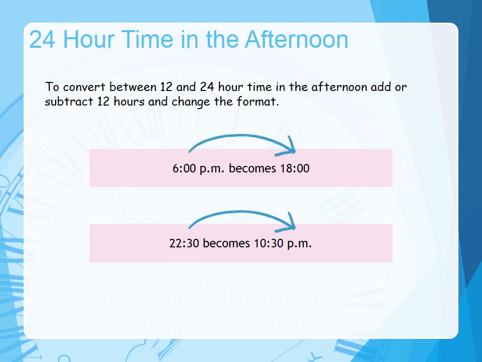For example, we have 6 p.m. This is a 12-hour time. To change it to 24-hour time, we add 12. 6 plus 12 equals 18. In the second one, we have 24-hour time. It's 22:30. How do we change it to 12-hour time? We subtract 12. 22:30 minus 12 becomes 10:30 p.m.